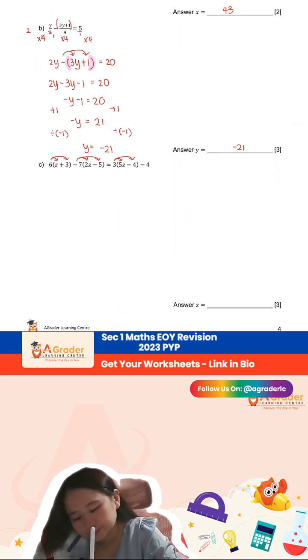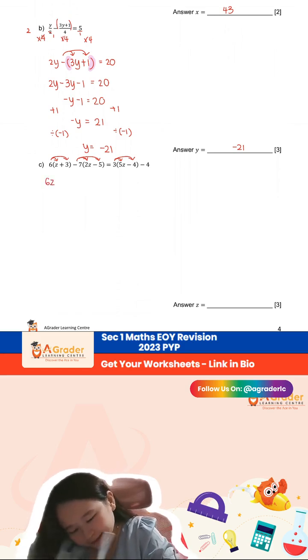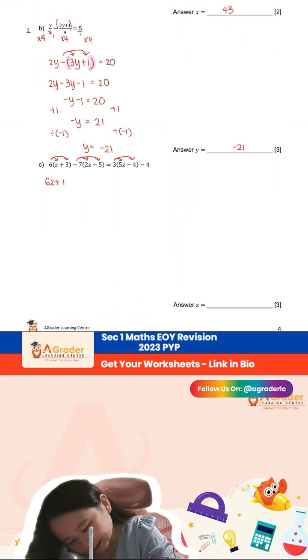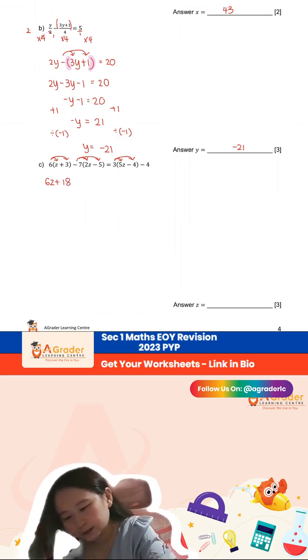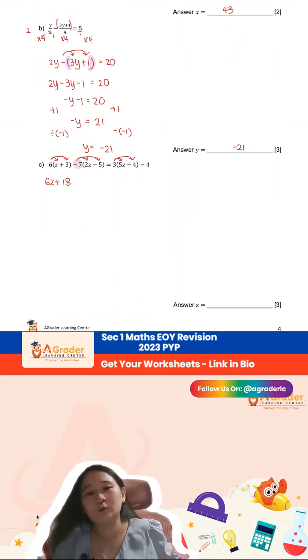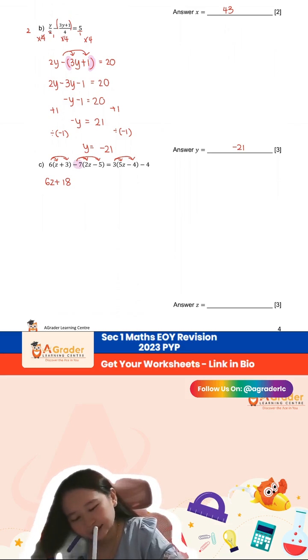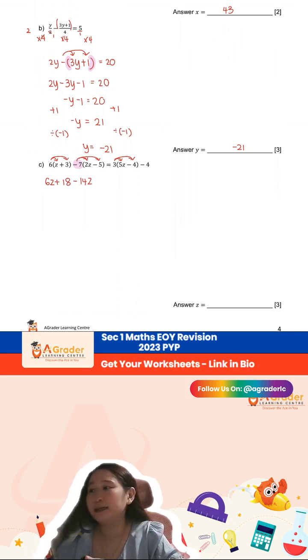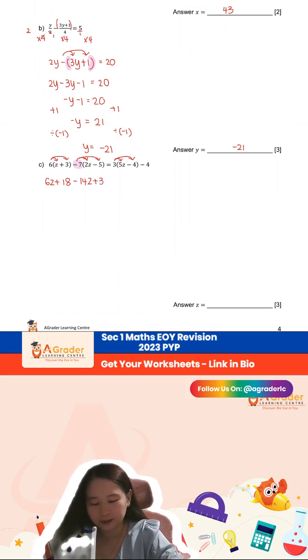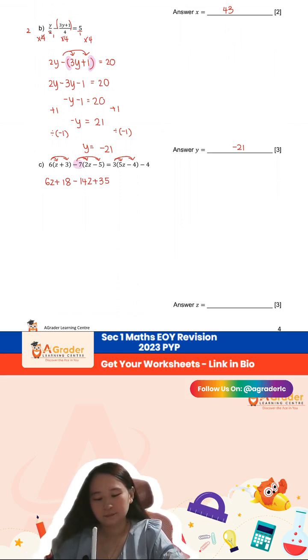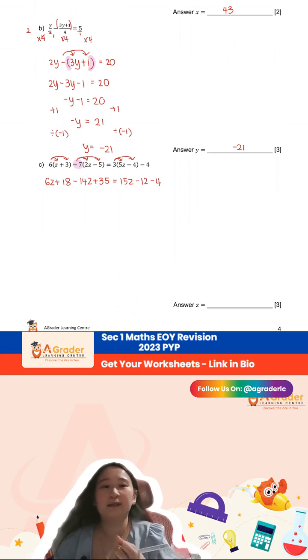Okay, so 6 times z, we get 6z, plus 6 times 3 is 18. Take note here that we are taking -7 to multiply inside. So -7 times 2z, we get -14z. And then -7 times -5, we get +35. Equals to 3 times 5z, we get 15z. 3 times -4, we get -12. And then -4.